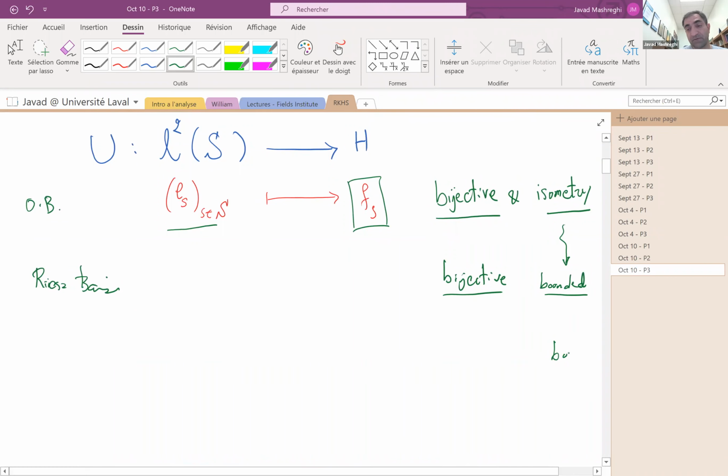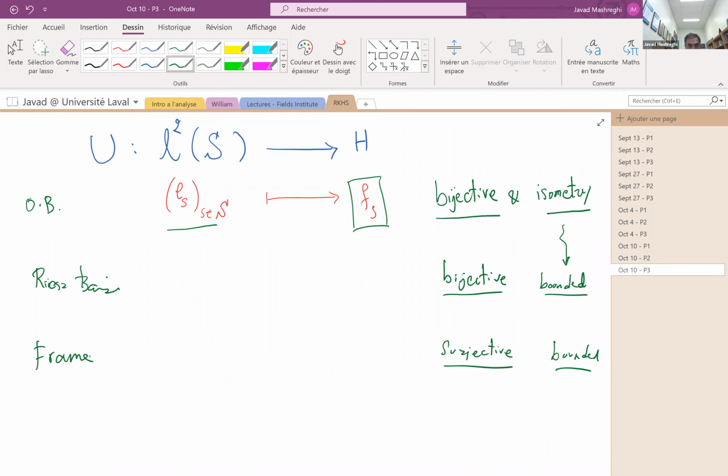So we keep bounded, but replace bijective by surjective. Just being onto, what we obtain is a frame. So that is why I said when we look at these 3 objects, orthonormal basis, Riesz basis, and frame, from operator theory point of view, it's easy to describe. We have a map U, and we relax the conditions, we obtain OB, we obtain Riesz spaces, we obtain frame.